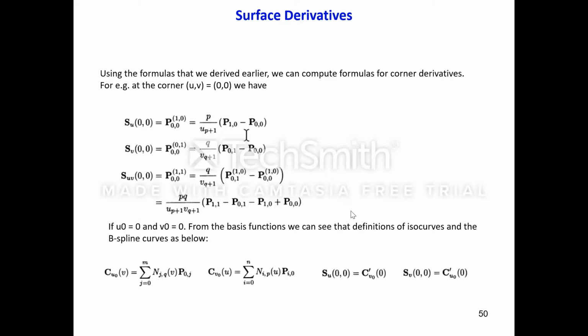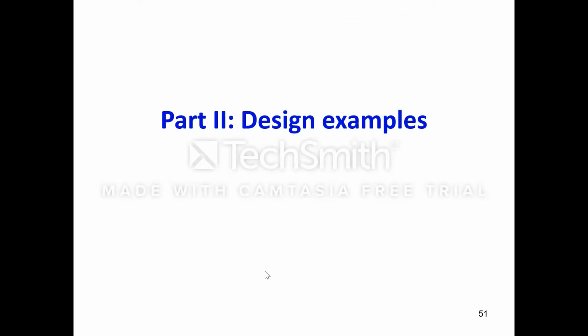So by using the formulas we derived earlier, we can come to corner derivatives. For example, at a corner (u, v) = (0, 0), we have the following equations. As you can see, S_u(0,0), S_v(0,0), and S_uv(0,0) are as below. It is easy to note that the isocurves C(u, 0) and C(0, v) over u get these functions based on the control points. That's all we have for surface derivatives, and then we'll talk a bit about design examples.